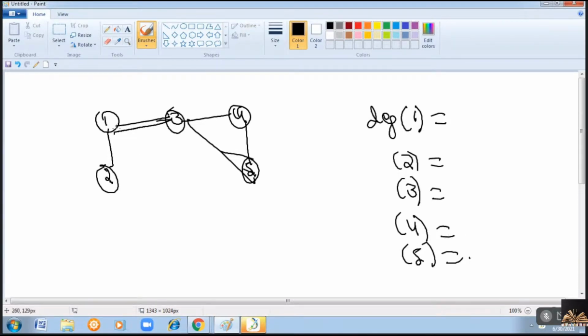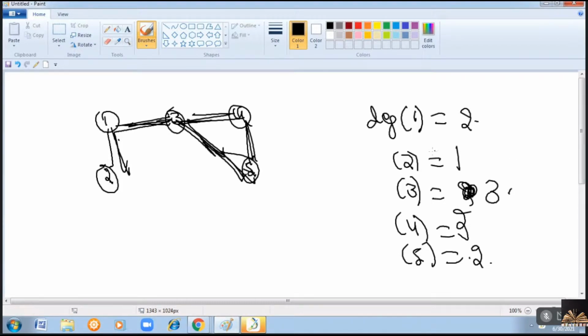Degree of 1 is 1 and 2. Degree of 2 is 1. For 3, it is 1 and 2. For 4 also it is 1 and 2. For 5, it is 1 and 2. Sorry, degree of 3 is 1, 2, 3. Degree of 3 is 3.